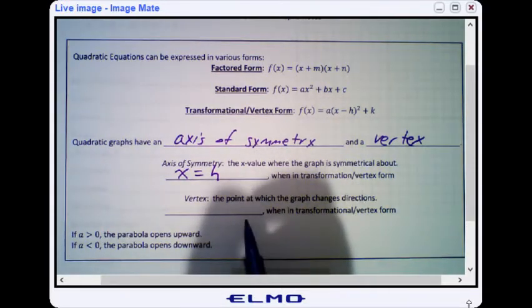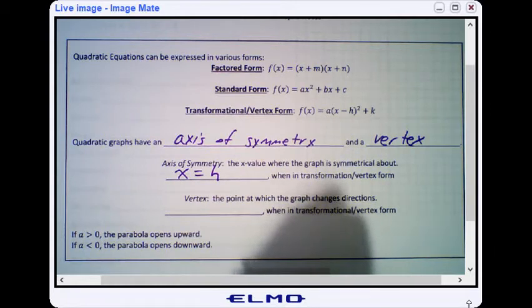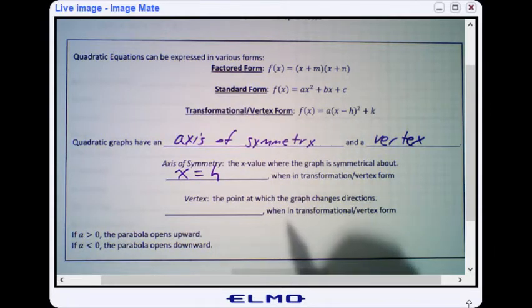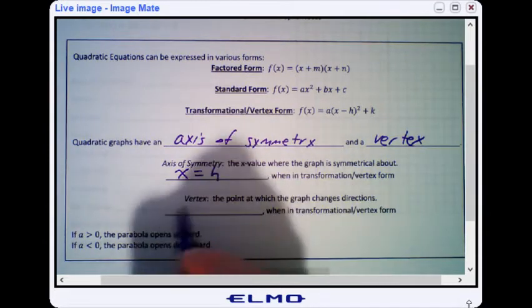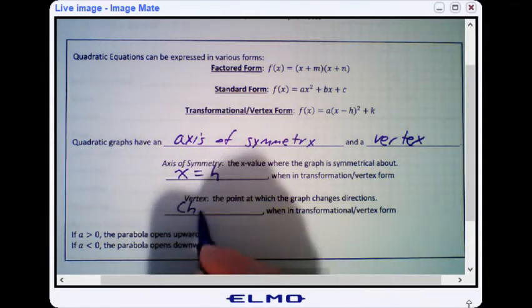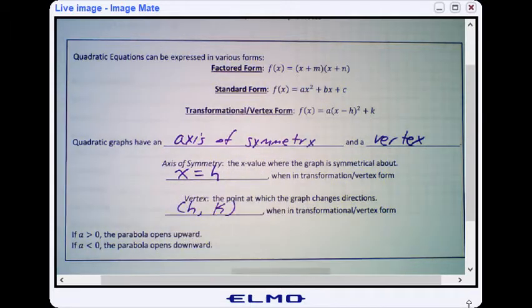For the vertex, the point at which the graph changes direction, so it changes from an increase to a decrease, it's our maximum or minimum point. And it's going to be our (h, k) from transformational or vertex form.